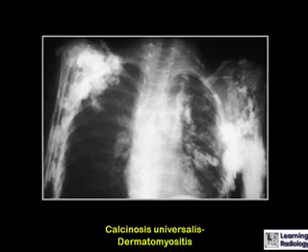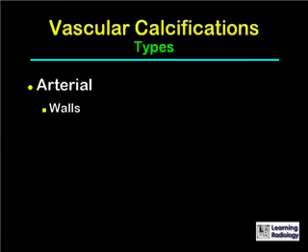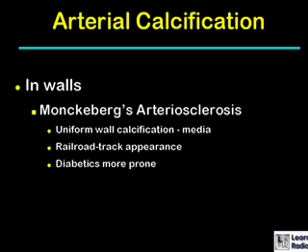Calcifications associated with vascular disease. Vascular calcifications include arterial calcifications, which primarily occur in the walls, and venous calcifications, which do not occur in the walls, but occur instead in thrombi, as in phleboliths, in longer thrombi, and soft tissue ossification secondary to chronic venous insufficiency. Arterial calcification occurs in the walls.